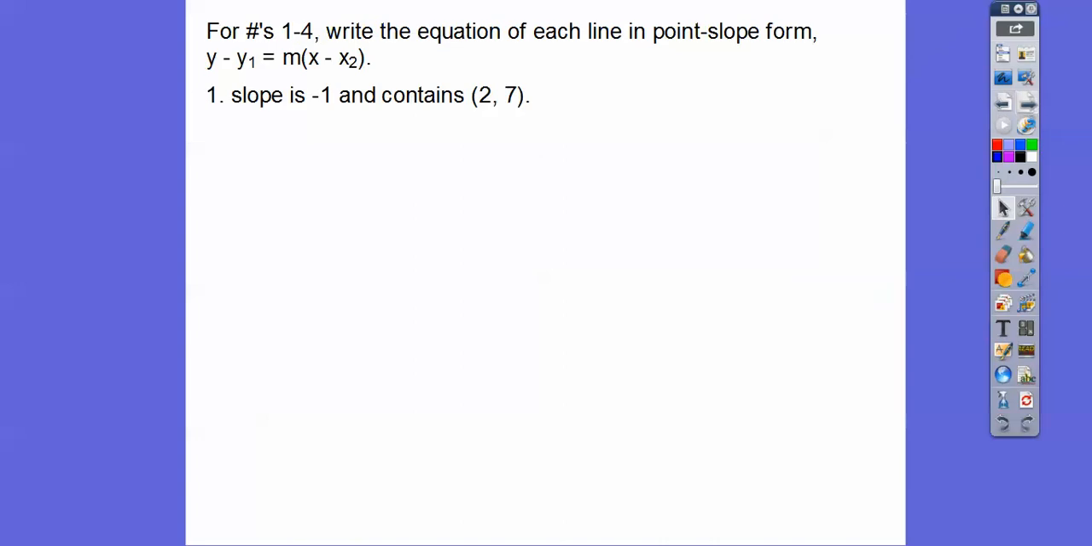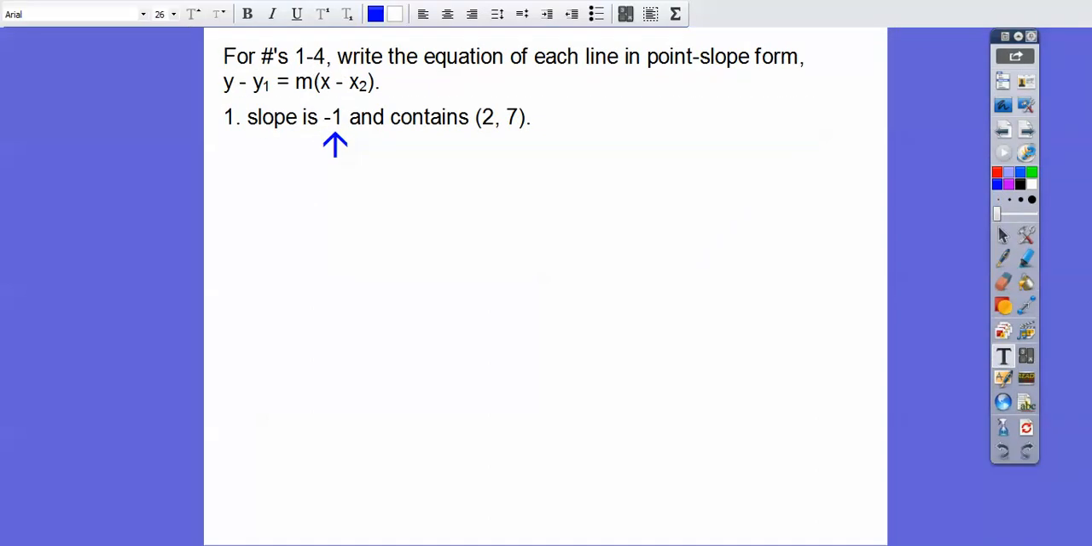Let's get started here. For these ones, write the equations of each line in point slope form, which is y minus y sub 1 equals m times x minus x sub 1. So m is our slope. They give us that right there. And then that should be x sub 1.